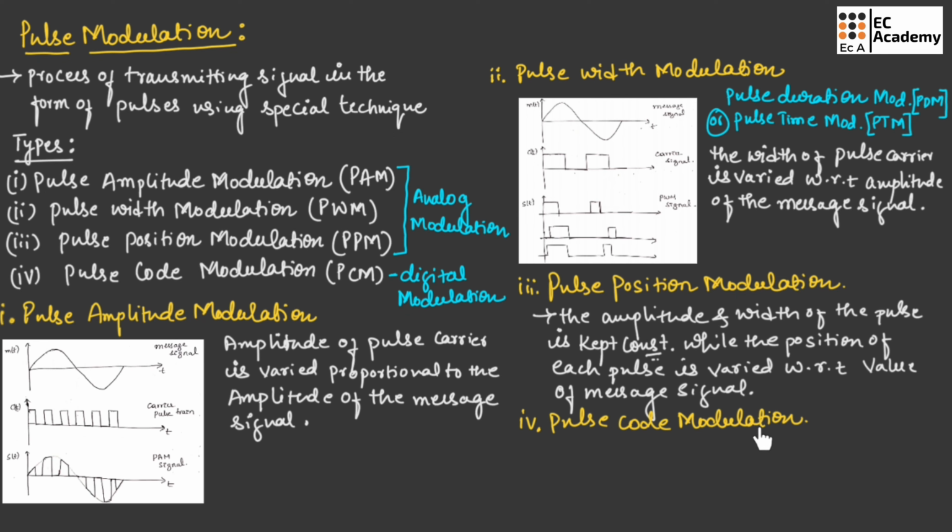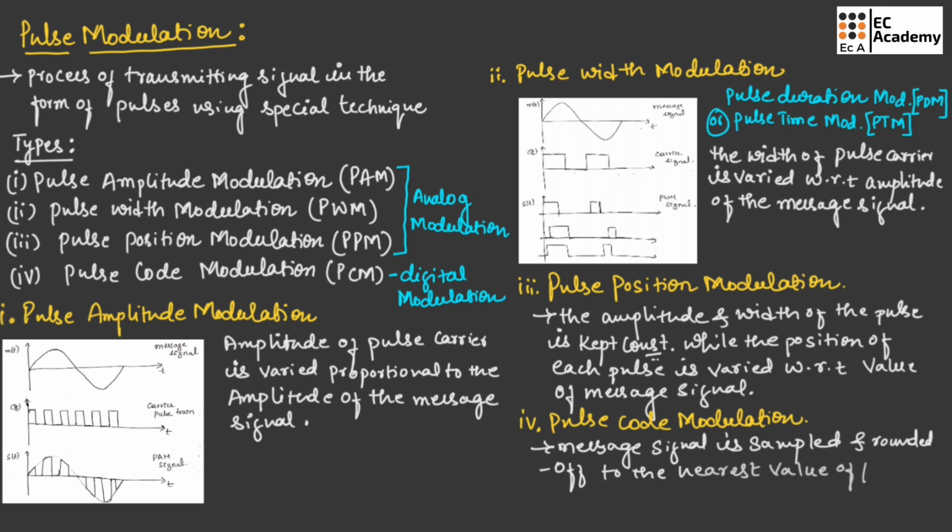Pulse code modulation is a digital modulation technique in which the message signal is sampled and rounded off to the nearest value of the finite set of allowable values, and rounded values are coded.